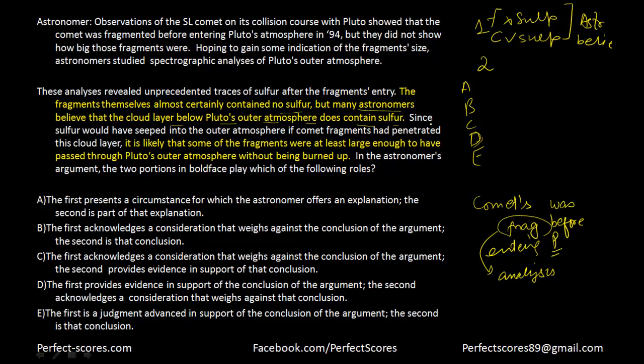Then it says, since sulfur would have seeped into the outer atmosphere if comet fragments had penetrated this cloud layer, it is likely that some of the fragments were at least large enough to have passed through Pluto's outer atmosphere without being burned up. Now what is this? This is a thesis, again given by the astronomers. Right? So you can go ahead if you want. I understand this is not a very easy question.